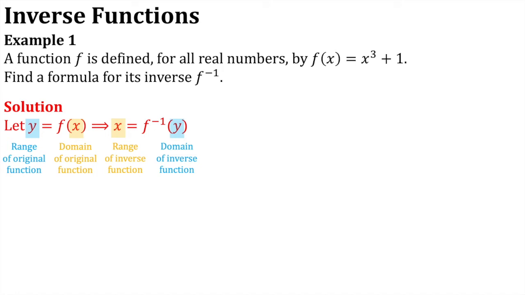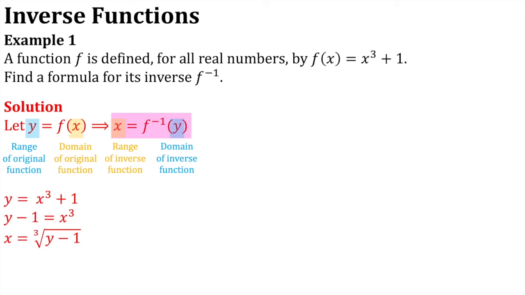Now if we just let y equal f of x, currently f of x is equal to x cubed plus 1. So that must mean that y is equal to x cubed plus 1. Now I want to rearrange this so that I get x. So I want x to be the subject of the formula. So I want to subtract 1 from both sides. So y minus 1 equals x cubed. And in order to get x, the subject of my formula here, I need to cube root both sides. So x is equal to the cube root of y minus 1.